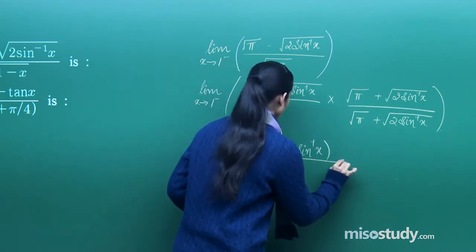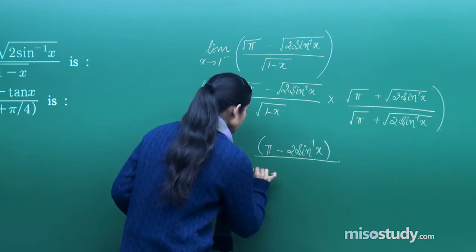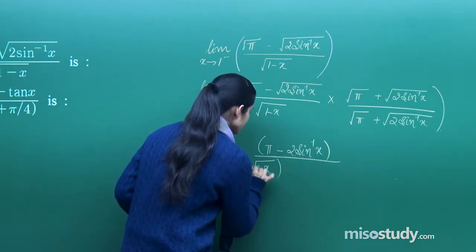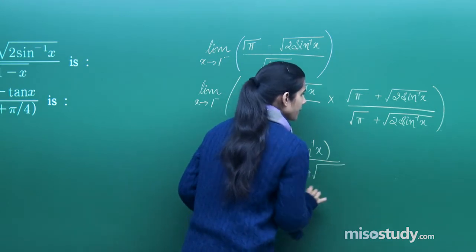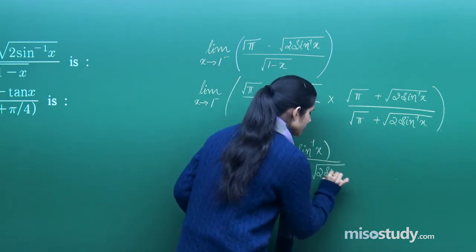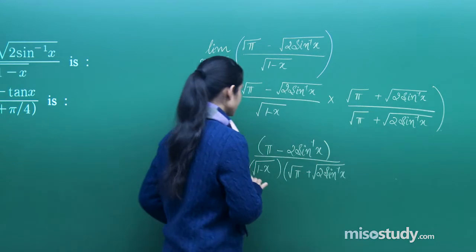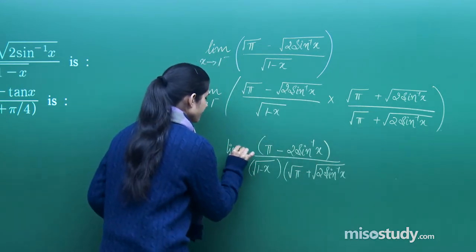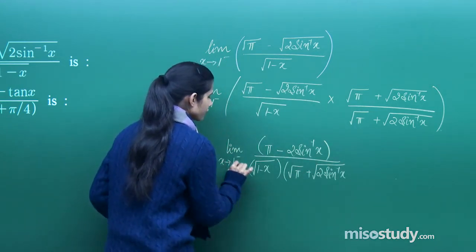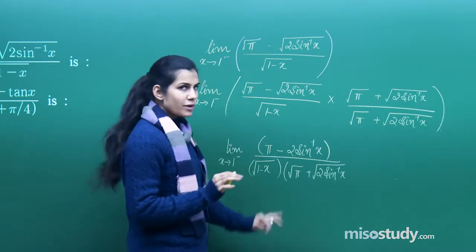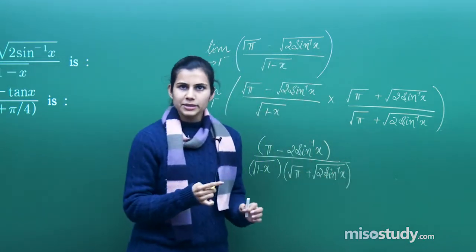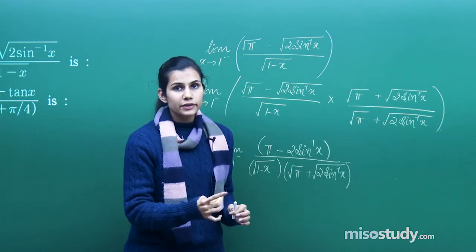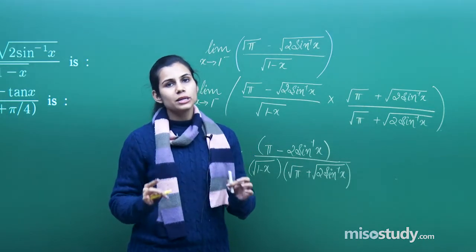Fine. Whole upon, this becomes what? Root over 1 minus x multiplied by root pi plus root over 2 sine inverse x. And this we have to evaluate the limit as x approaches 1 from the negative. Now try to analyze one thing. You know that limit of the quotient is quotient of individual limits and limit of the product is product of individual limits, provided these individual limits exist.